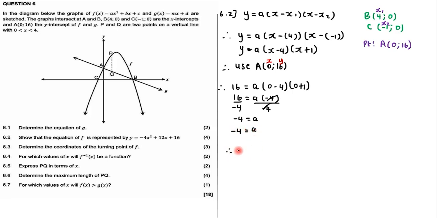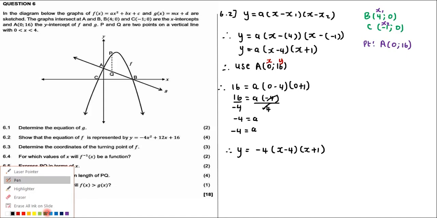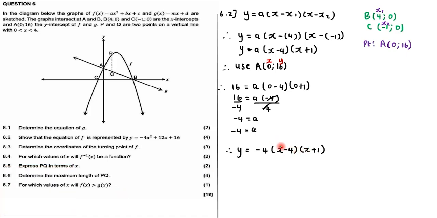Alright, and therefore from here, when I take this value and substitute it back into the equation where I had a into x minus 4, x plus 1, the updated one will be y equals -4 into x minus 4, x plus 1. Then from here, I'm going to simplify this by multiplying this with that, and that, and then that's with that, and that.